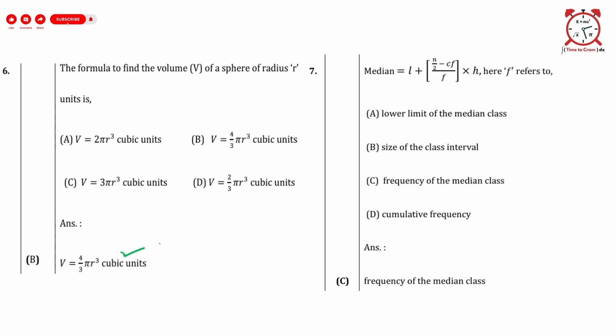Number 7, median equal to L plus, into the bracket, n by 2 minus CF, divided by f, multiplied by h. Here f refers to what? So f is the frequency of the median class, that we know, so we have to take the correct answer here.